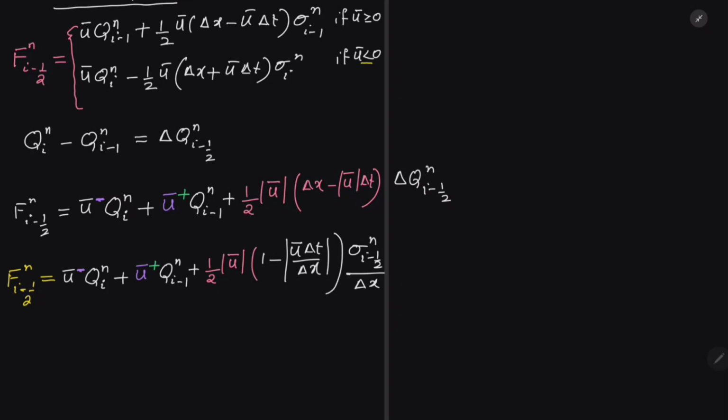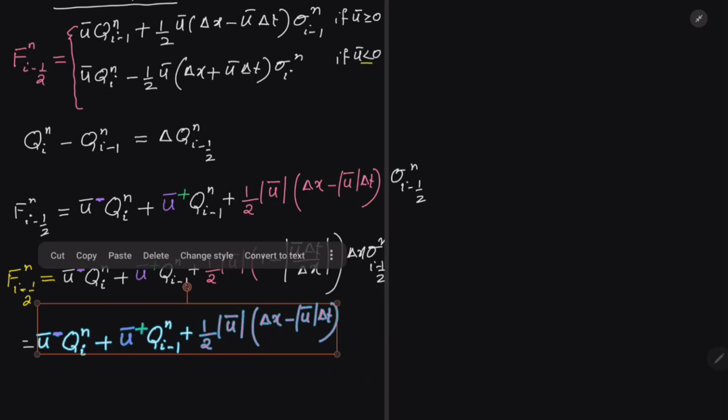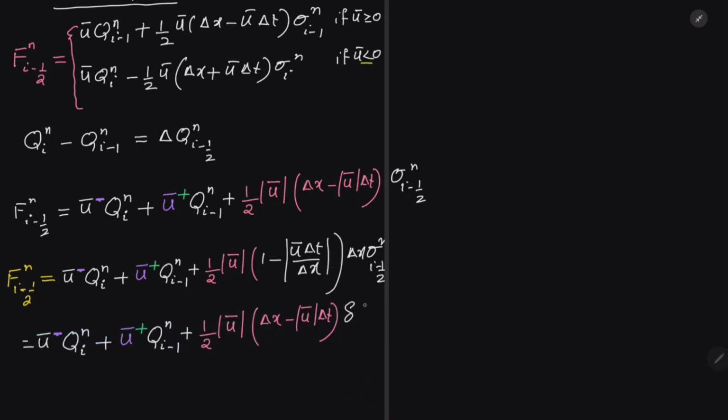When I take delta x common, sorry, there is some error. It should be delta Q_i minus 1/2, and when I take common, it should look like this, and then I have delta Q_i minus sigma. It is sigma_{i-1/2}, and we have delta x sigma_{i-1/2}. So these terms remain the same. The last term, this one, I just call it delta_{i-1/2}.